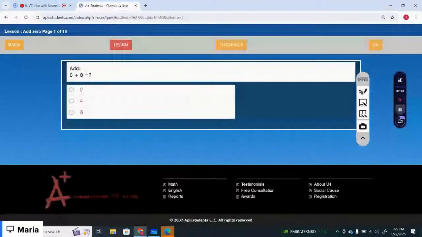That is 0 plus 8. So which is the correct option? Whatever number you are adding to 0, the number stays the same. 0 plus 8 is 8. Option number 3 is the correct option.